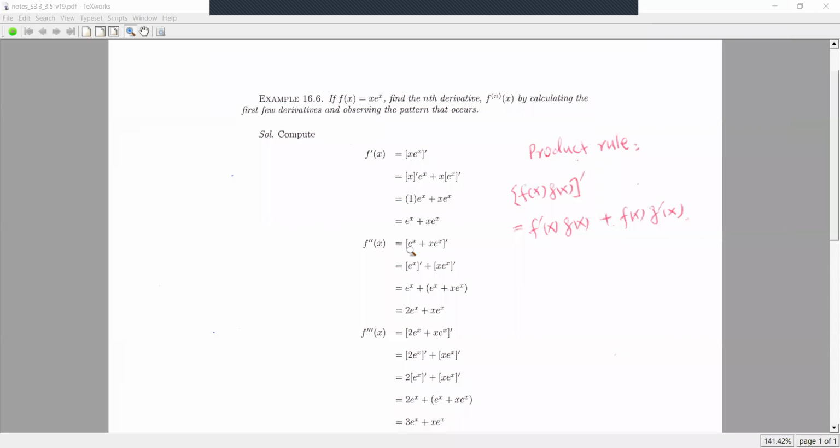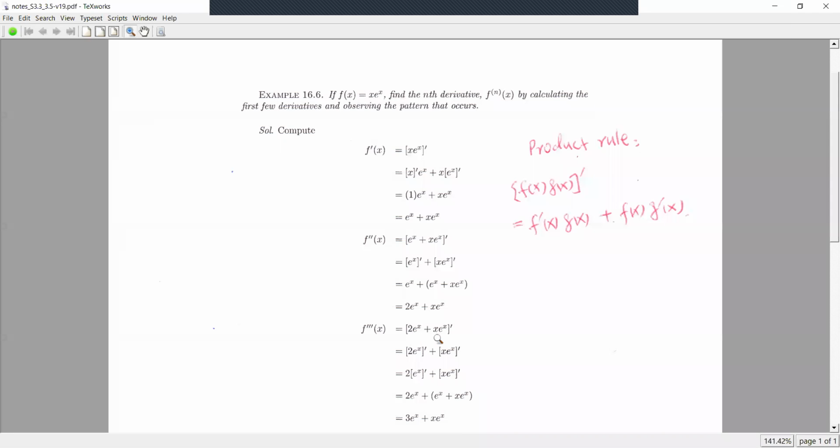Take derivative again. By summation rule, we have this equation. Derivative of e^x is e^x. Derivative of x times e^x, from here, it is e^x plus x times e^x. Now, e^x plus e^x is 2 times e^x. This is the result of the second derivative.